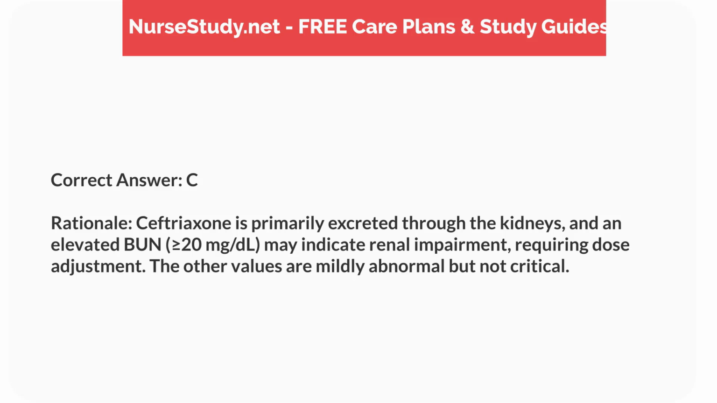Correct answer, C. Rationale: ceftriaxone is primarily excreted through the kidneys, and an elevated BUN, greater than or equal to 20 mg per deciliter, may indicate renal impairment, requiring dose adjustment. The other values are mildly abnormal, but not critical.